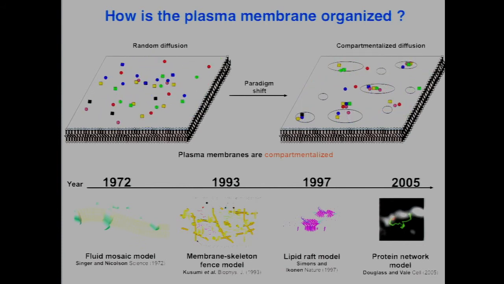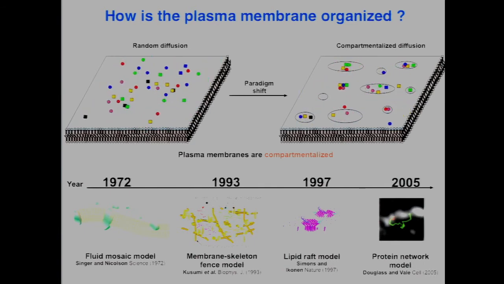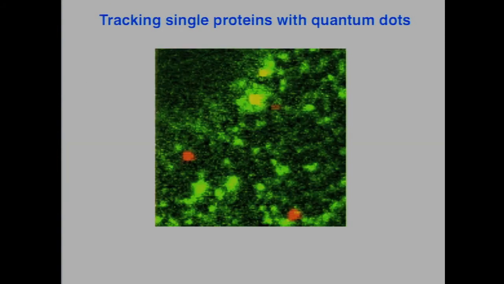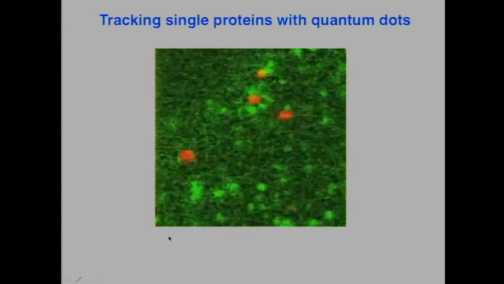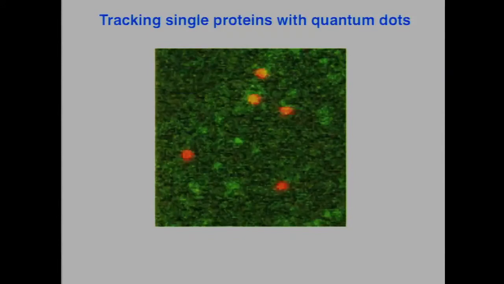If they are, there might be significance for the way the cell communicates with other cells and with its environment. The type of experiment one can do with quantum dots now is basically tag membrane proteins and watch them for a very long duration. The red spots here represent individual proteins in the membrane of live cells.